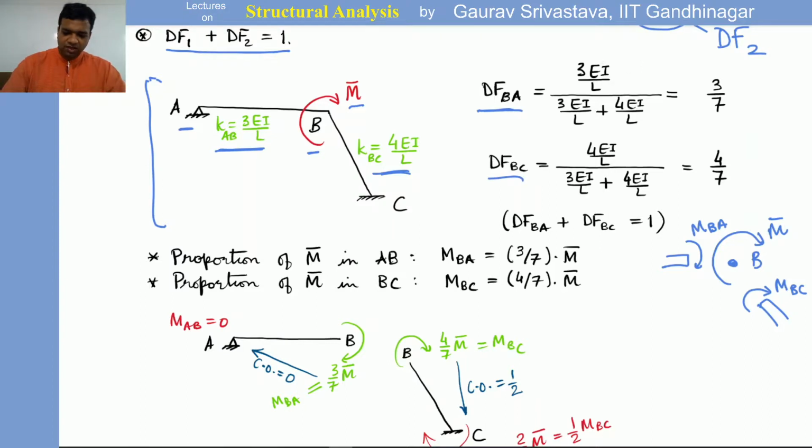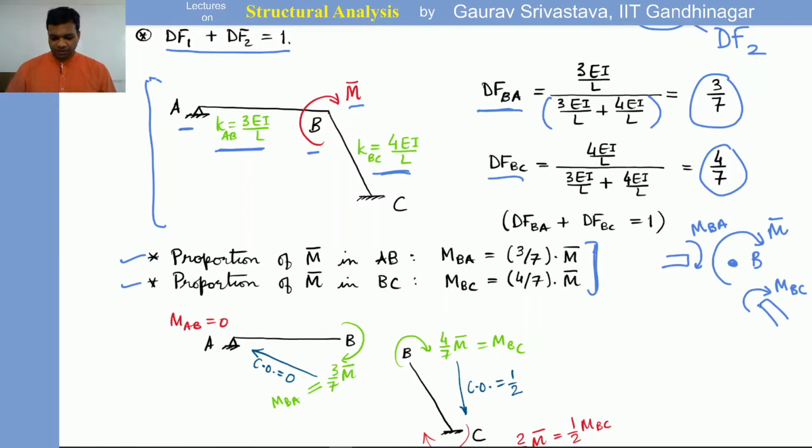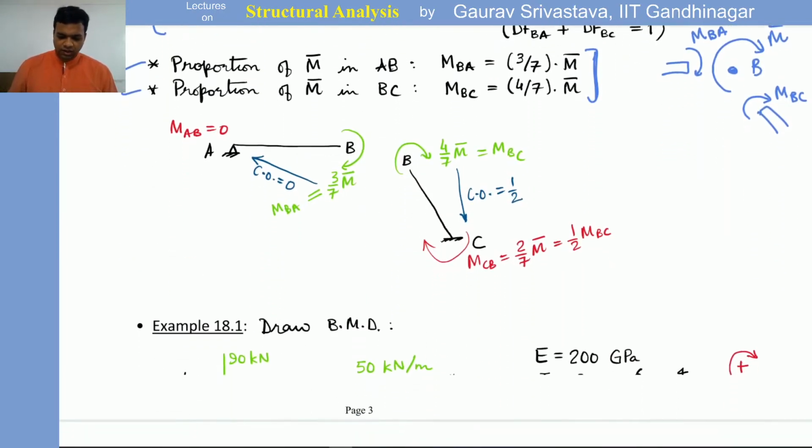So this is simply 3EI by L, which is the stiffness factor of BA, divided by the total stiffness of that joint, right? So that is K1 plus K2. So the distribution factor of BA comes out to 3 by 7 and that of BC comes out to 4 by 7, right? So then we can calculate the proportion of moment of M bar in AB and the proportion of moment of M bar in BC, which is basically coming directly from the distribution factors. Okay, so this image shows just that.